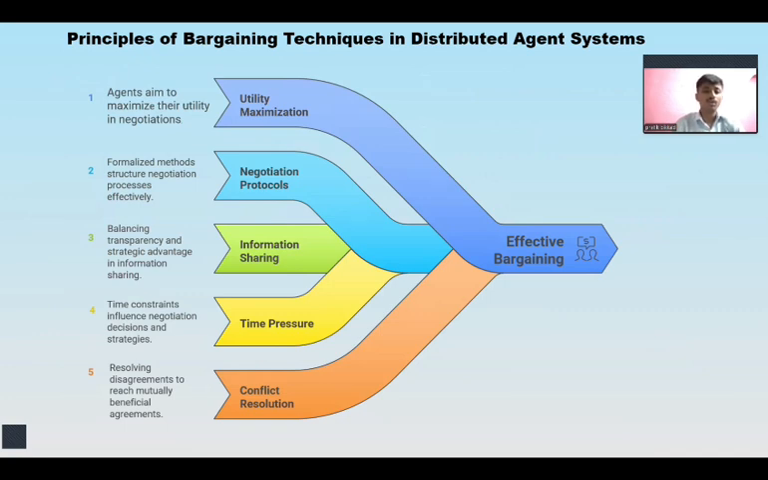Second, formalized methods structure the negotiation process effectively. Third, balancing transparency and strategic advantage in information sharing. Fourth, time constraints influence negotiation decisions and strategies. Fifth, resolving disagreements to reach mutually beneficial agreements.